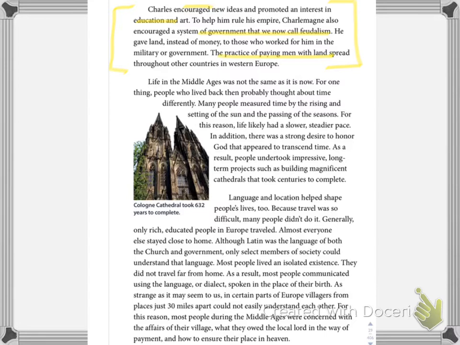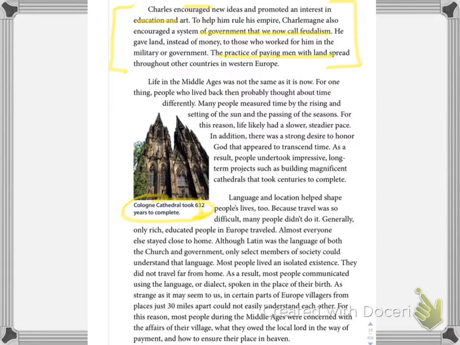In addition, there was a strong desire to honor God that appeared to transcend time. As a result, people undertook impressive long-term projects such as building magnificent cathedrals that took centuries to complete, hundreds of years. And if we look at this right here, this is the Cathedral of Cologne, and it took 632 years to build. See that? 632 years to build this cathedral.